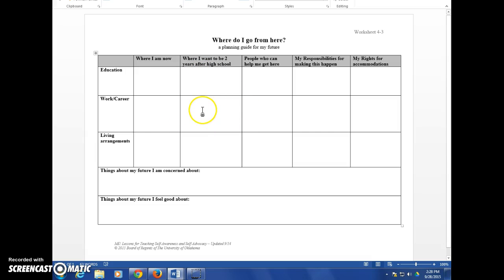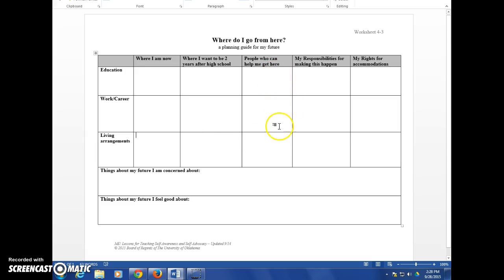Work or career. If you're just going to have a job while you're in college, then you might want to have that in here. I'm going to wait tables while I'm in college. I'm going to work at a grocery store. But if you're wanting to start your career right out of college or right out of high school, and you're not going to be doing something that takes training or education to do, you can go ahead and write that in here. And then living arrangements. Again, what do you want to be doing 2 years after high school?